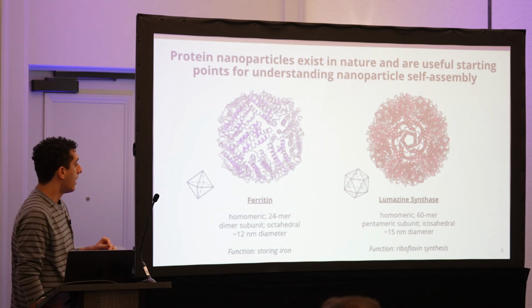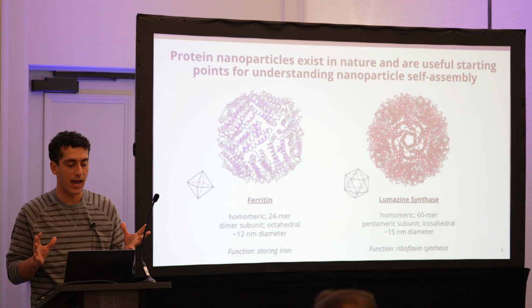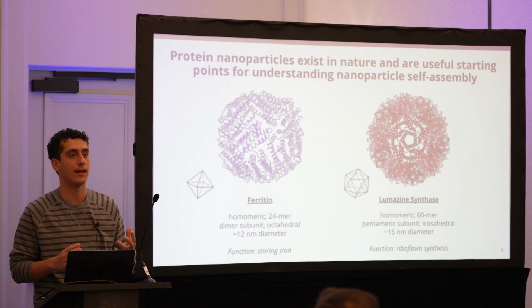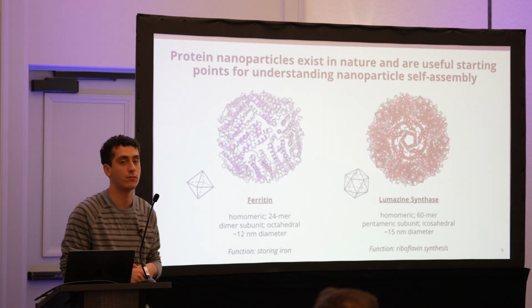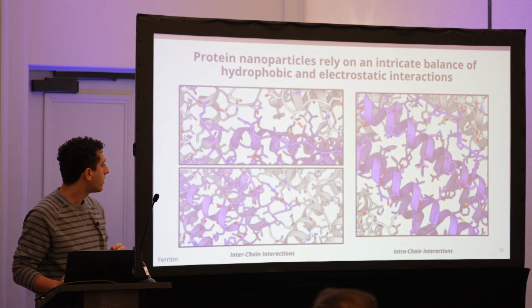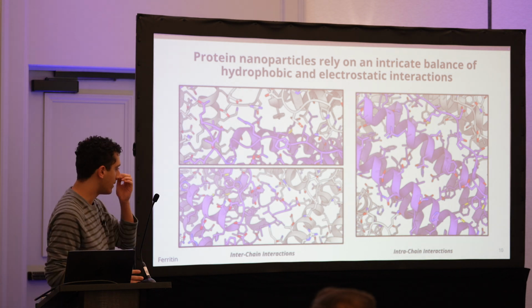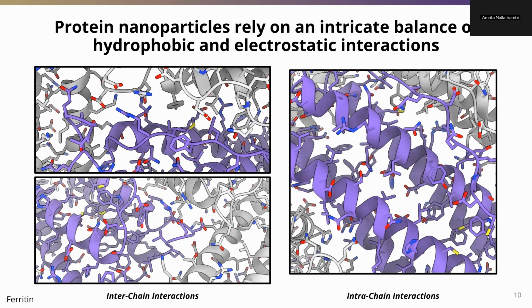Now, I'm going to use ferritin as an example to give an overview of what interactions we want to look for when we're designing these self-assembling nanoparticles. It's a little hard to see, and I'll try to do my best here, but it's better when you're actually looking at it on PyMOL. So I'm showing two examples of interchain, between one dimer and the rest of the nanoparticle, and one example of an intrachain, within the dimer itself. So I'll point out a few areas here.